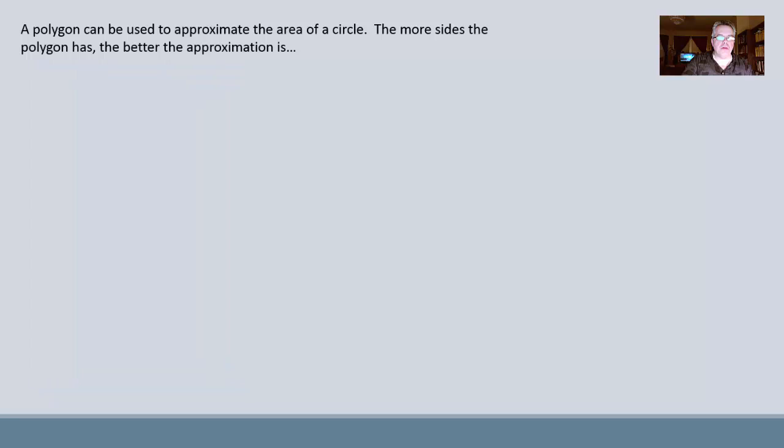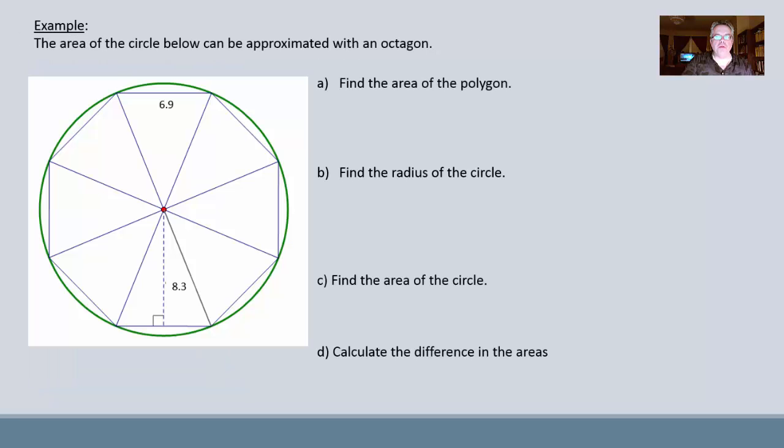All right, so here's an example of what we want to do with this. In this case, we're given an octagon divided up into 8 triangles. And we want to find the difference between the area of the circle and the area of the octagon. Okay, so let's do it. The octagon is actually the easy part. So let me get my pen working here. The hard part is the radius of the circle.